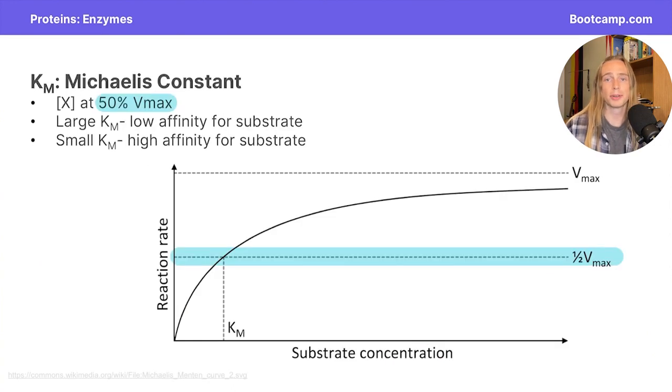Another really important term to address when talking about enzyme kinetics is Km, or the Michaelis constant. To put it in simple terms, the Michaelis constant is simply the concentration of substrate when the reaction reaches half of Vmax, as we see here.